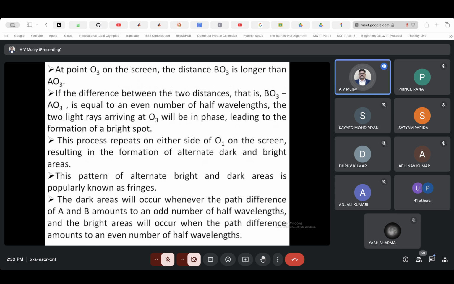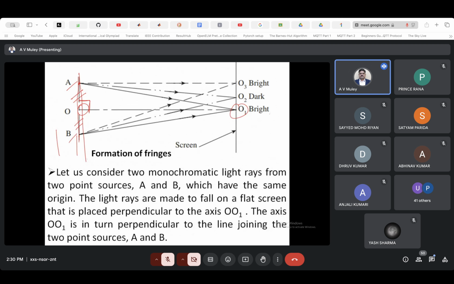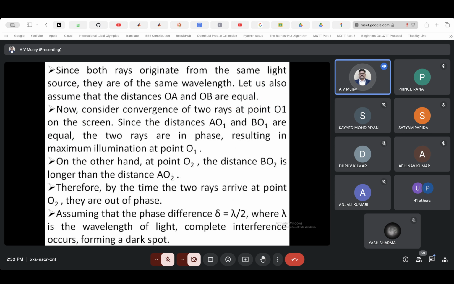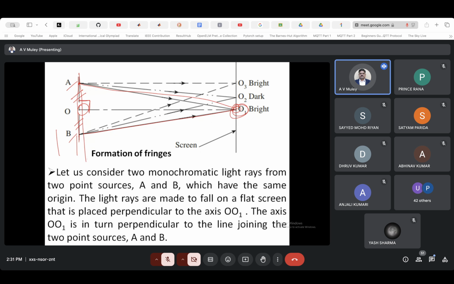तो ये आके fall कहाँ होंगे? यहाँ fall हो रहे हैं, दोनों आके ऐसे यहाँ से ये आया, यहाँ से ये आया, ठीक है? यहाँ मिल रहा है, ठीक है? At O1. On the other hand, at point O2, the distance BO2 is longer than the distance AO2. अब मान लो यही change हो जाता है, यहाँ से मान लो यहाँ चला जाएगा तो ये distance ज्यादा होगा, ये कम हो जाएगा, ये वाला distance कम हो जाएगा, ठीक है?